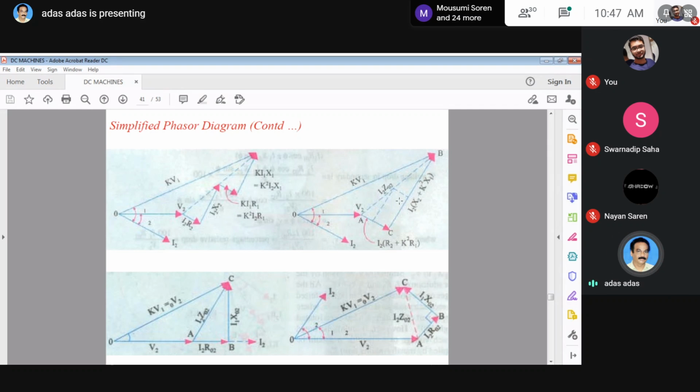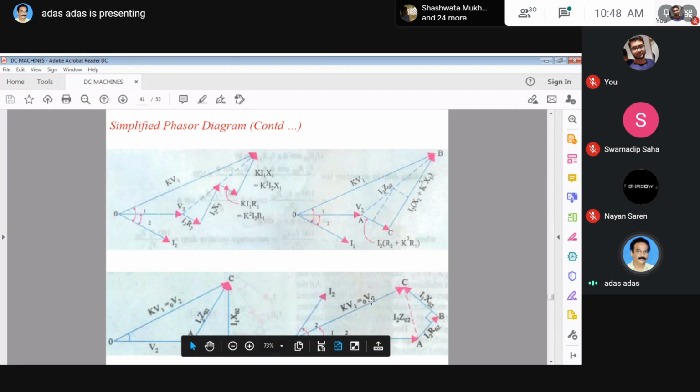This is more simplified. Resistive components are added. This resistive part and this resistive part are added, which is equal to this. This is a reactive part. Two reactive parts are added. Similar to the first one, V2 plus all the resistive drops plus all the reactive drops will give you the equivalent primary voltage. This is for inductive load. Similarly, this is for resistive load, and this is for capacitive load.